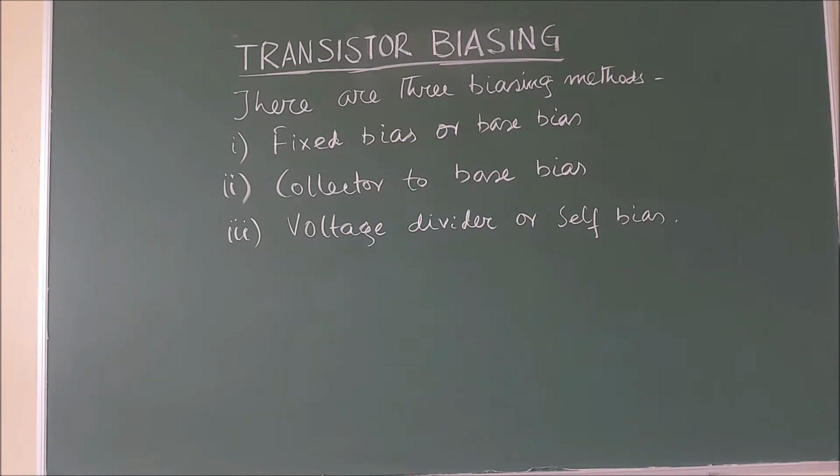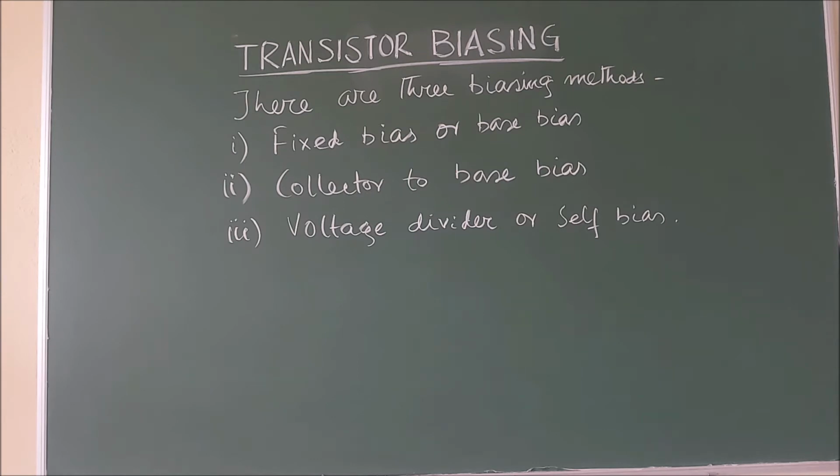Now, the Q point should be stable with respect to temperature. That means if temperature fluctuates or changes, then the Q point should not change. That means it should be stable. That is the main objective. Or if we change the transistor to another one of the same type, then the Q point should not change. So our objective is to stabilize the Q point.